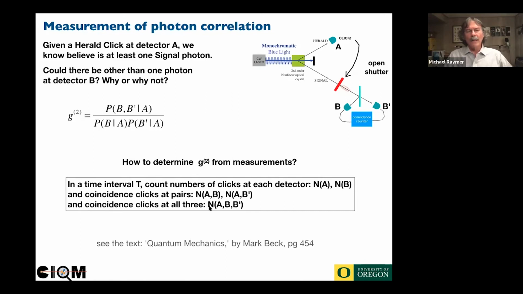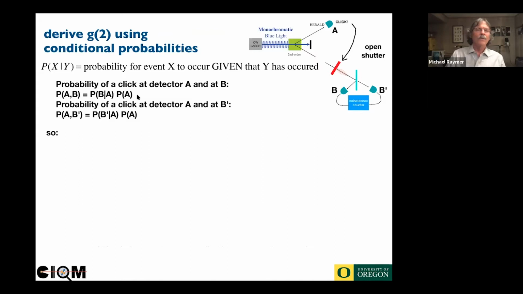Okay, so then we also have the case, the triple coincidence, the number of times within that observation interval that all 3 detectors clicked within the same 100 nanoseconds. Okay, so these are the numbers that we can actually measure. And then we need to derive, using these probability formulas, a formula for G2. So again, I just summarized that here's the probability that both A and B click. It's given by this product. The probability that A and B prime both click is given by this product. I think that should be familiar to you now.